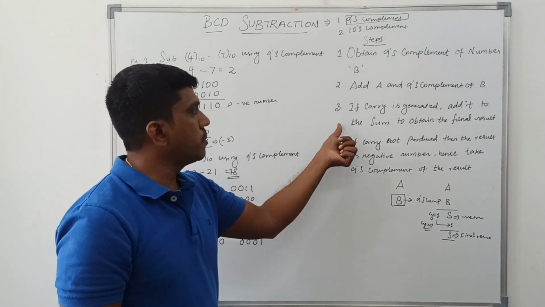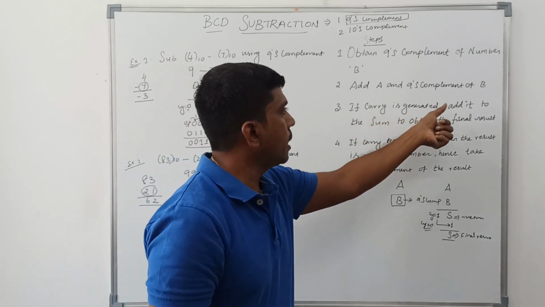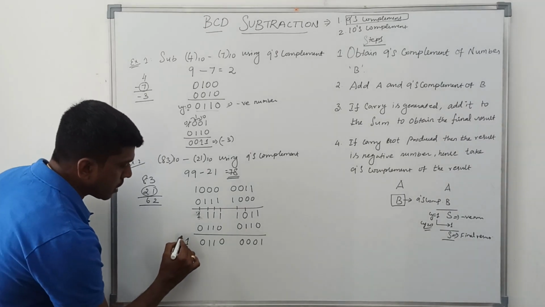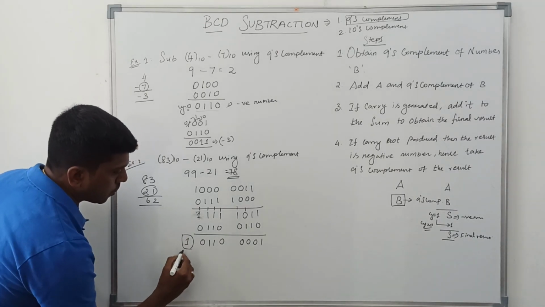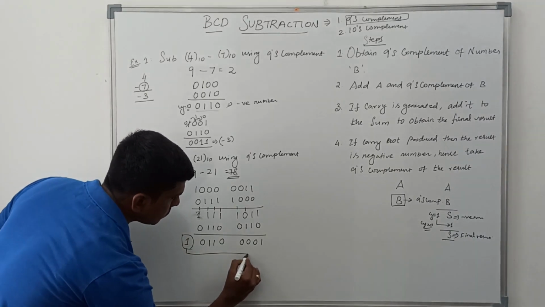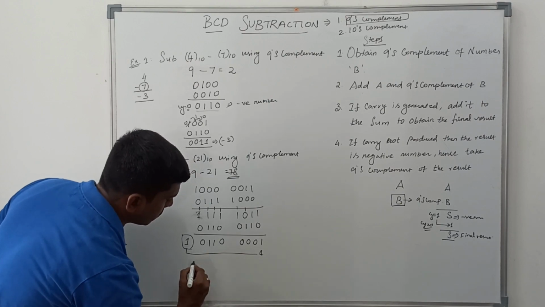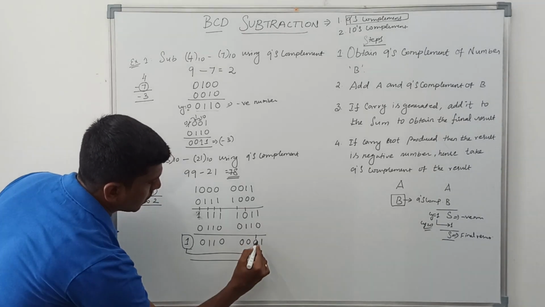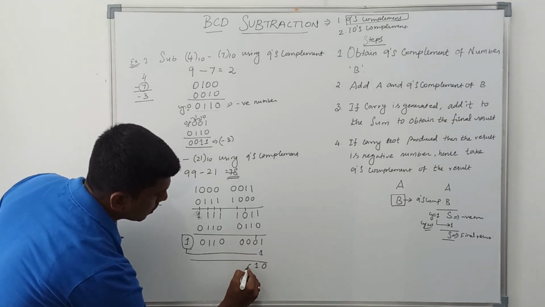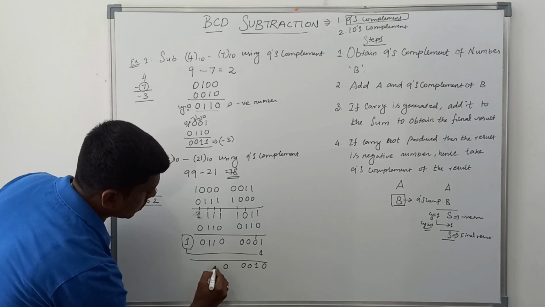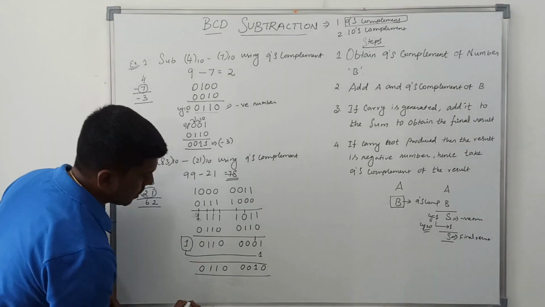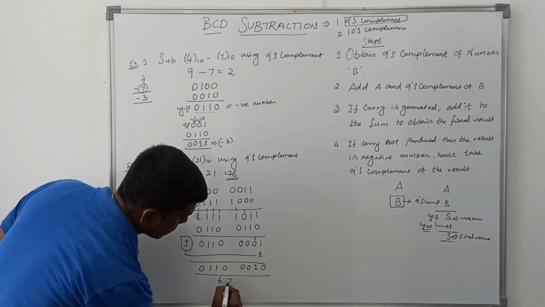Then come to the third step. If carry is generated, add it to the sum to obtain the final answer. In this addition the carry value equals 1, so this carry is added to the sum. 1 plus 1, sum 0, carry 1, and so on. So the result is 62.